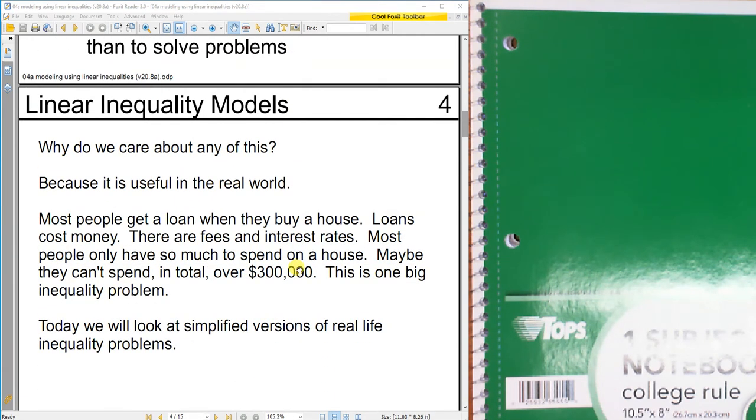Why do we care about any of this? Because it is useful in the real world. Most people get a loan when they buy a house. Loans cost money. There are fees and interest rates. Most people only have so much to spend on a house. Maybe they can't spend in total over $300,000. This is one big inequality problem. Today we'll look at a simplified version of real-life inequality problems.